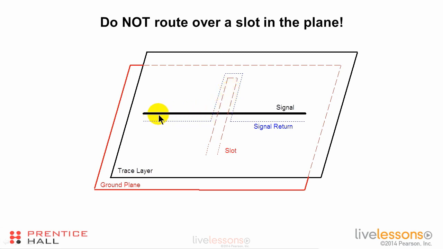Well, this signal going along here is referenced to the underlying plane. The return signal comes back here and sees this slot, and where does it go? Well, it has to go up around the slot, and that way. Then it will come back underneath the trace. So the return signal is going to stay underneath the trace as long as it can, but it has to go up and go around the slot.